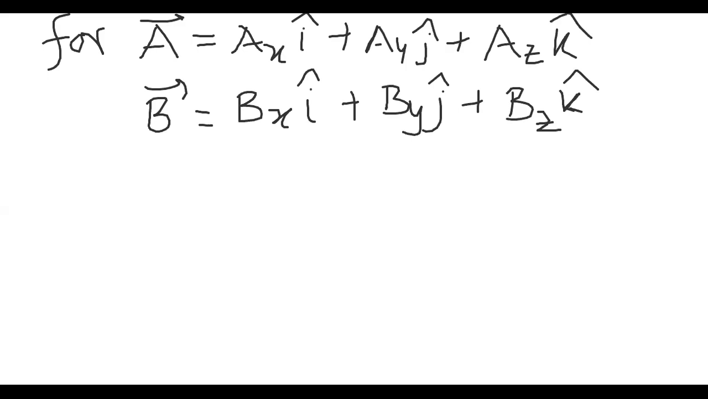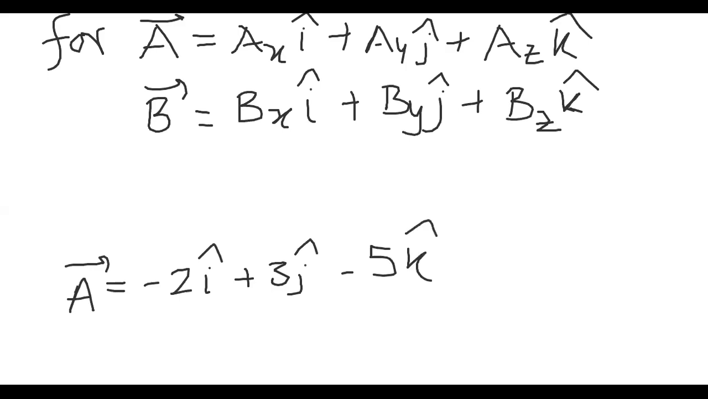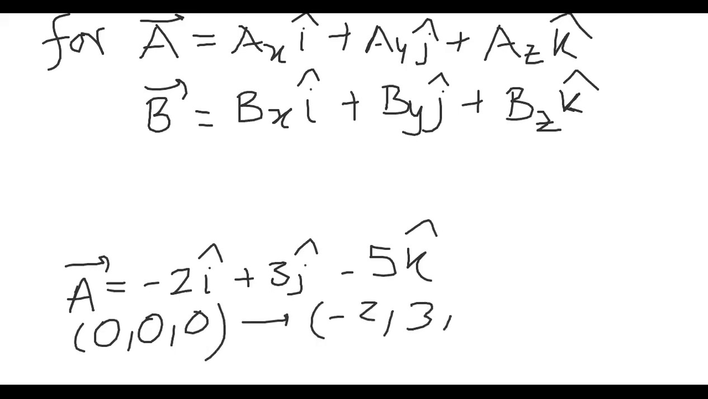Alternatively, supposing there is a vector which has this form: minus 2 I cap plus 3 J cap minus 5 K cap. So I know that this is a vector which is drawn from 0, 0 to minus 2, 3, minus 5.